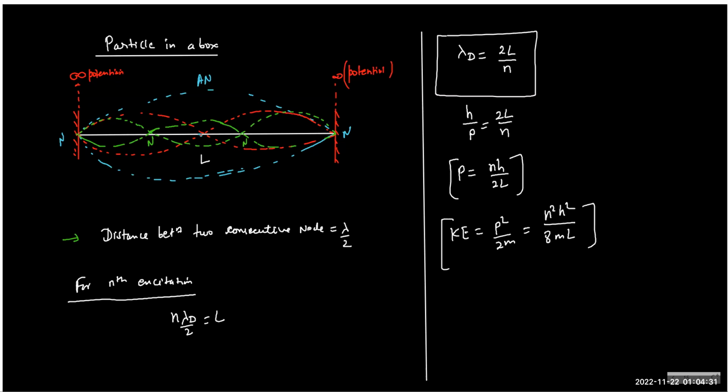Now the question is, is this particle interacting with anyone? The answer is no. So there is no question of potential energy. Potential here is 0 because we talk about the kinetic energy only. And that is why the total energy here we can write as K. So this is the energy of the nth excited state, or you can say nth excitation, having the formula proportional to n square.